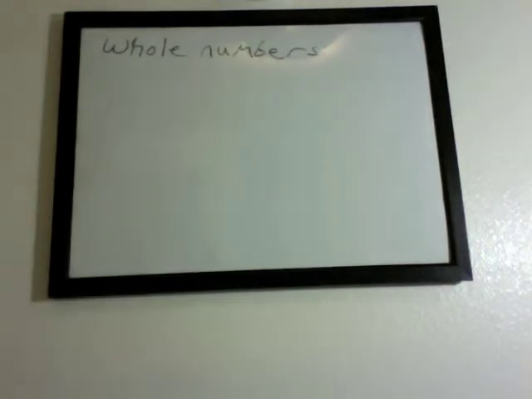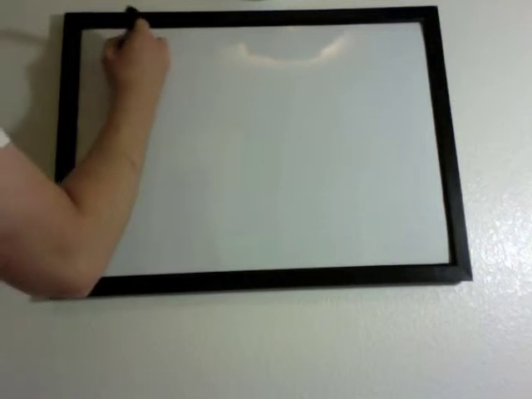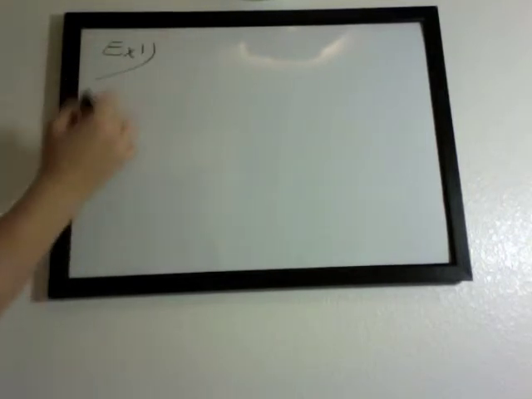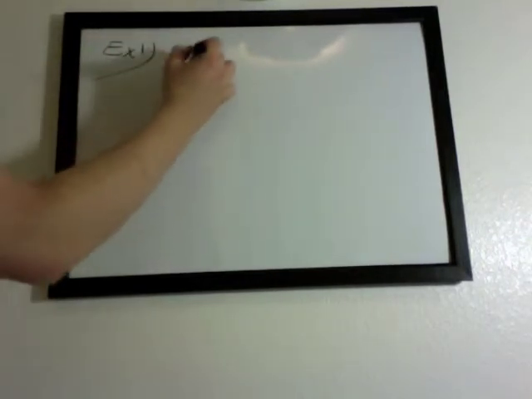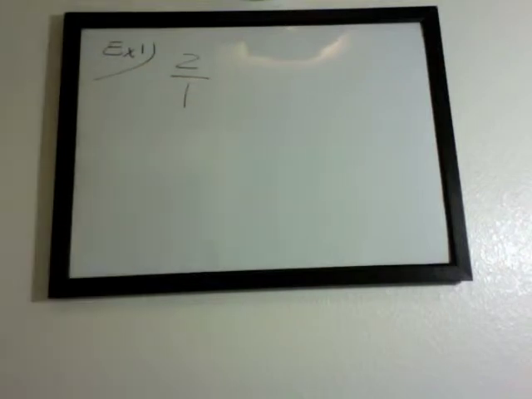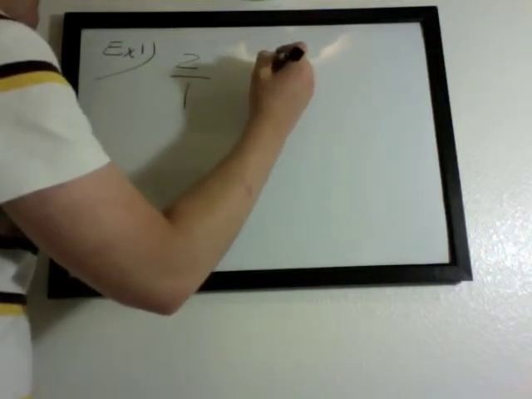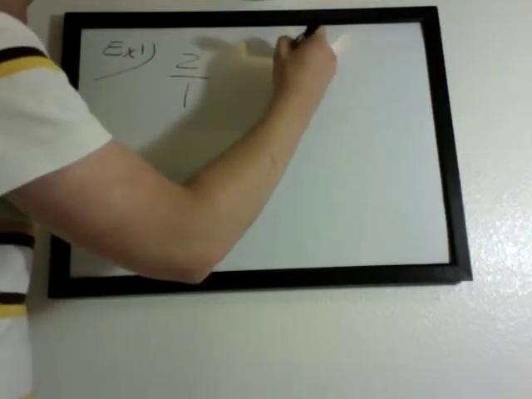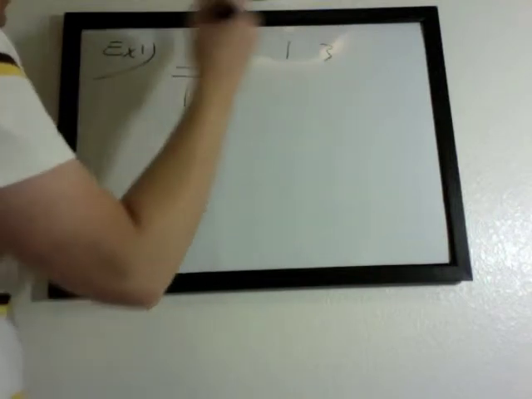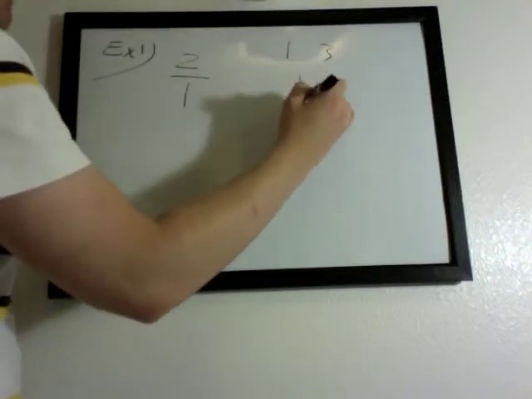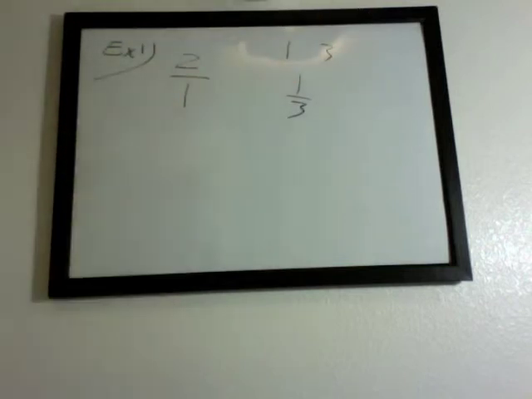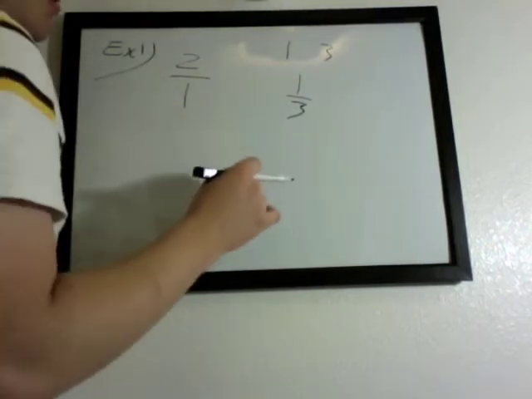We could also write whole numbers as fractions. An example of this would be 2 over 1. Or we could say we'll take 1 and 3 and we'll make that into a fraction. We say 1 over 3. These are all whole numbers. We can also make them into fractions.